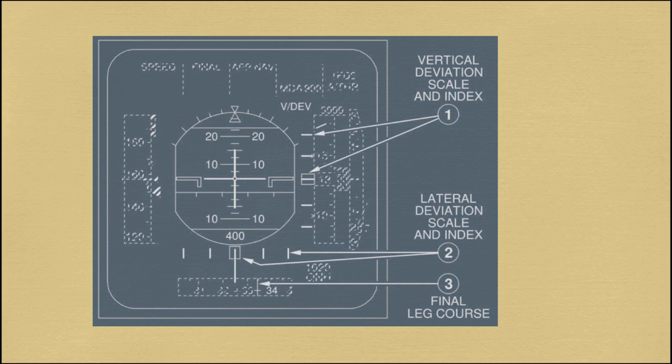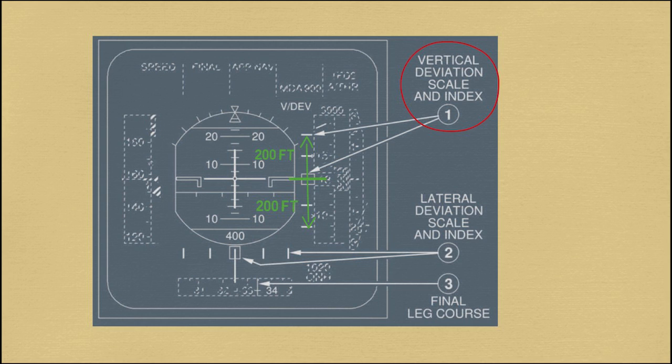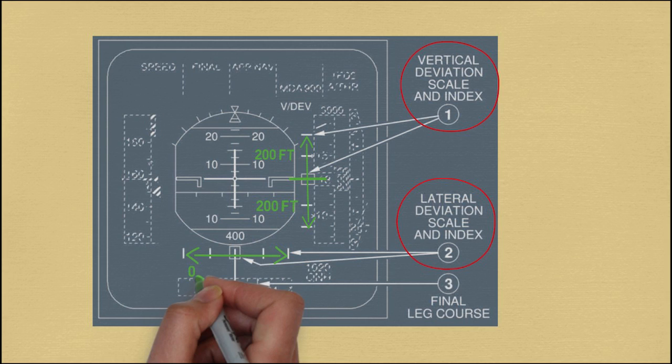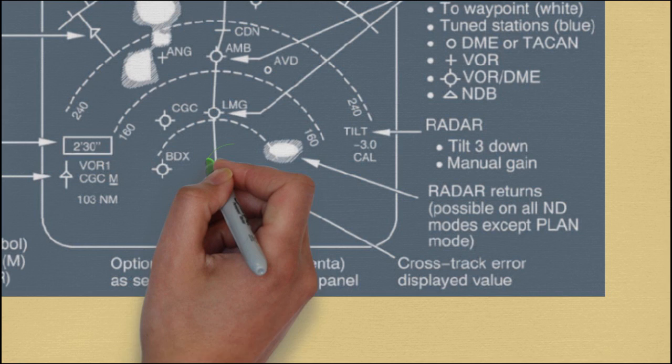Once the approach phase is activated, vertical and, if installed, lateral deviation scales are visible on the primary flight display. Vertical deviation ranges from 200 feet above profile to 200 feet below. The lateral deviation is 0.2 nautical miles either side. Lateral deviation can also be observed on the navigation display.